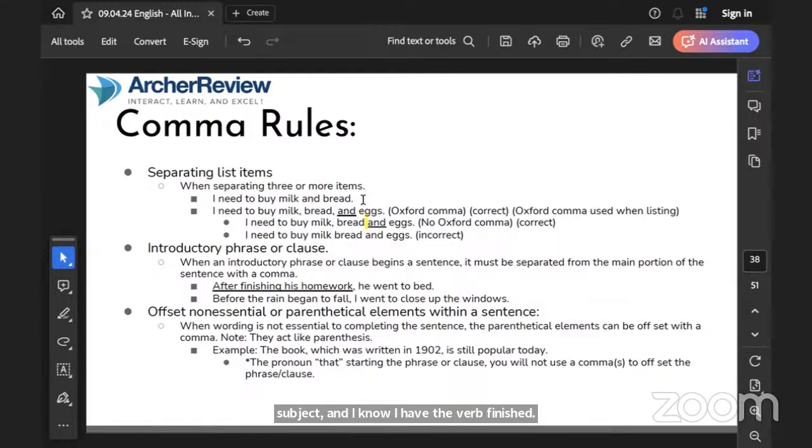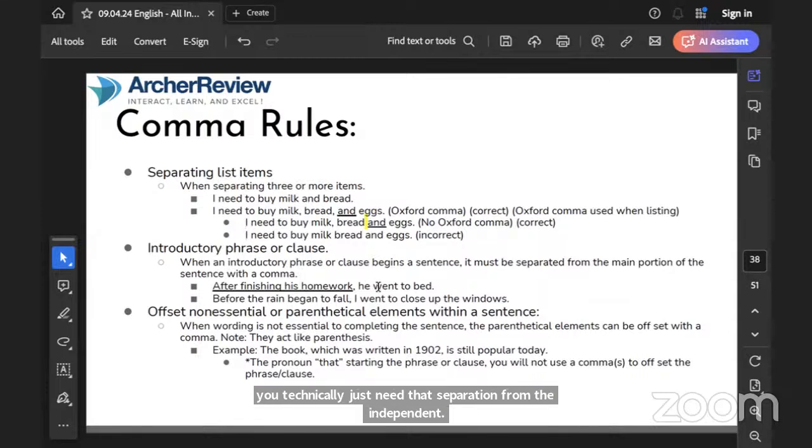But with this one, I don't have the subject. I've got the verb "finishing," but I don't have the subject. So that's what makes that an introductory phrase. But regardless, you've got to have a comma after it. If it's going to start the sentence, you've got to have the comma after it because you technically just need that separation from the independent clause itself.